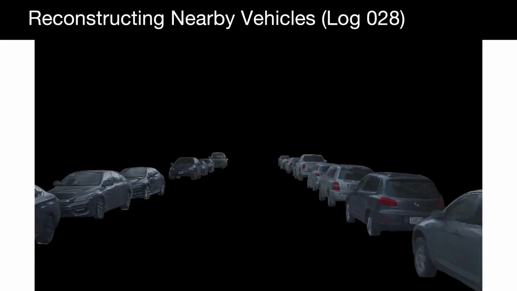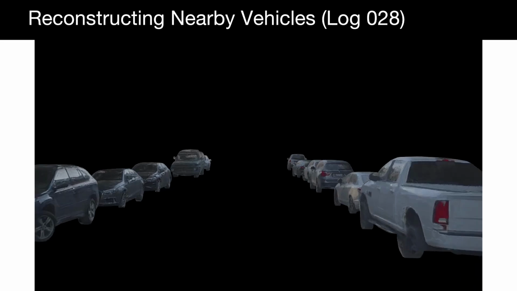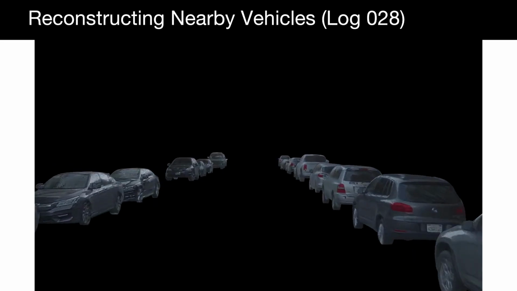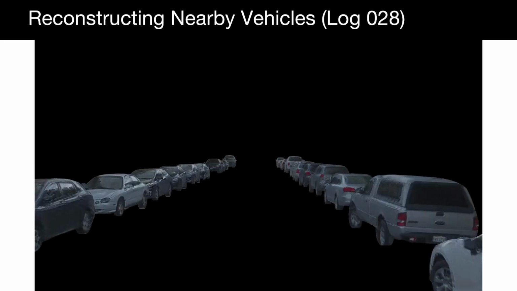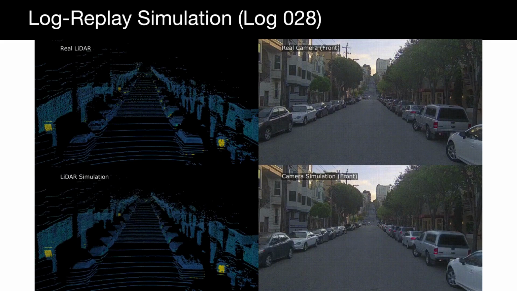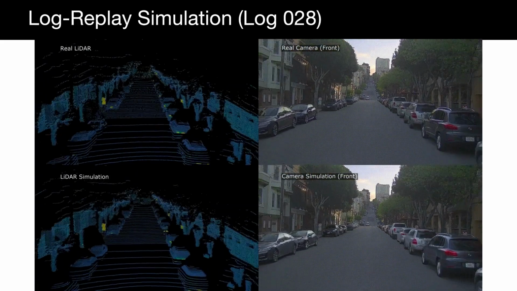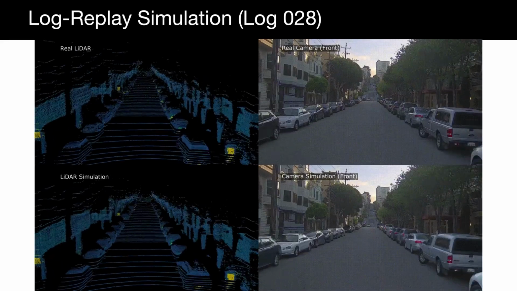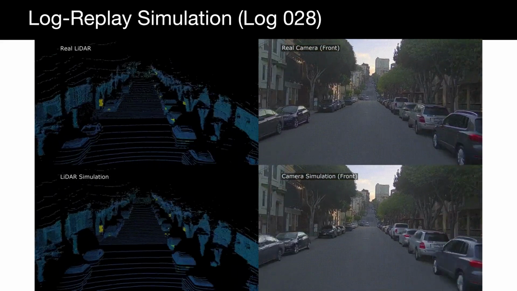We can then place CADSim-generated assets in the same locations that they were recorded in, and render the sensor observations to demonstrate that they match well with the original sensor data. Top is the real LiDAR and camera image, while the bottom is the simulated LiDAR and camera data with CADSim meshes inserted into the scene.